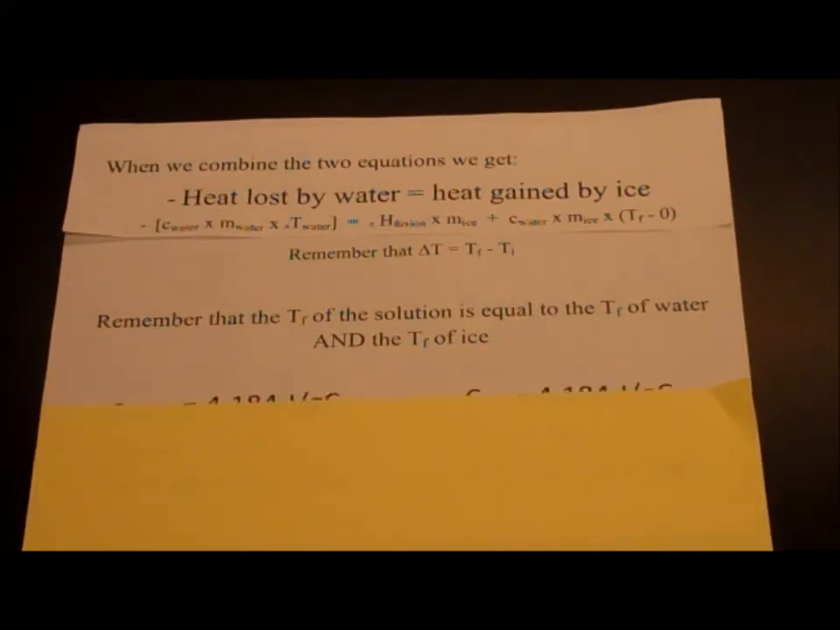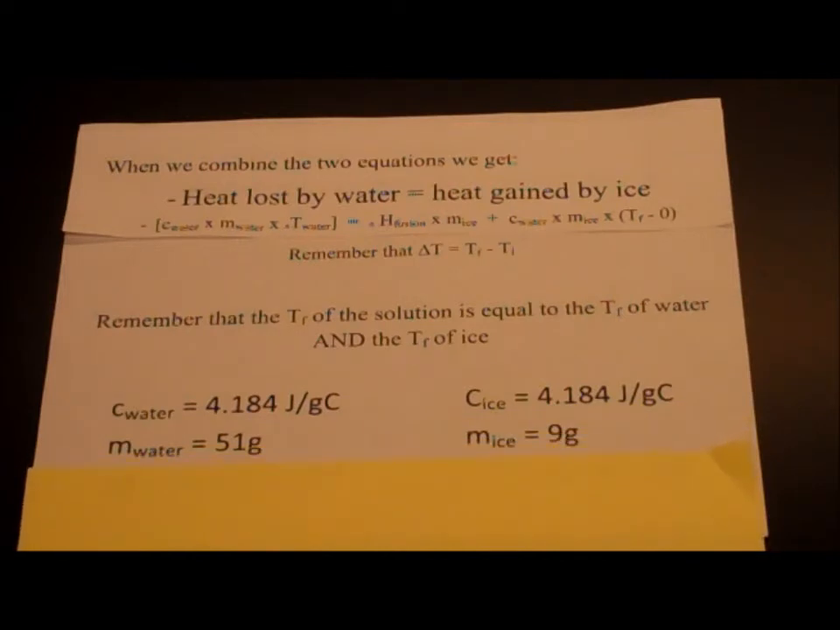Our variables are as follows. Our specific heat for water is 4.184 joules per gram Celsius for the water and the ice. Our mass for the water is 51 grams and our mass for the ice is 9 grams. And our change in temperature for water is 16 degrees Celsius minus 23 degrees Celsius, giving us negative 7 degrees Celsius. And our change in temperature for the ice is 16 degrees Celsius minus 0 degrees Celsius, giving us 16 degrees Celsius.